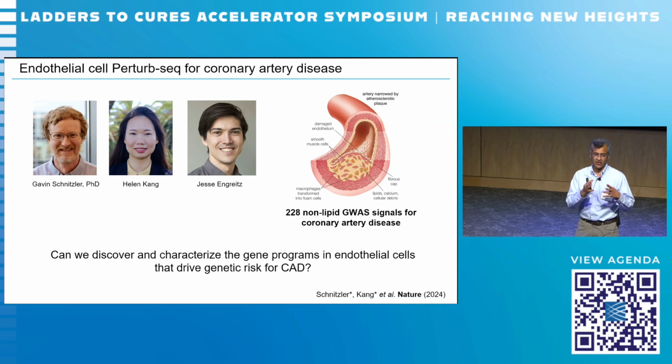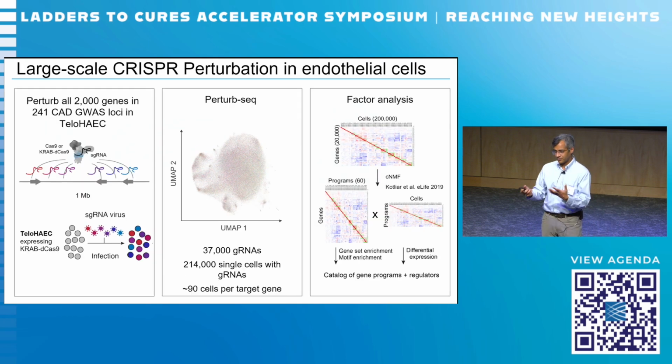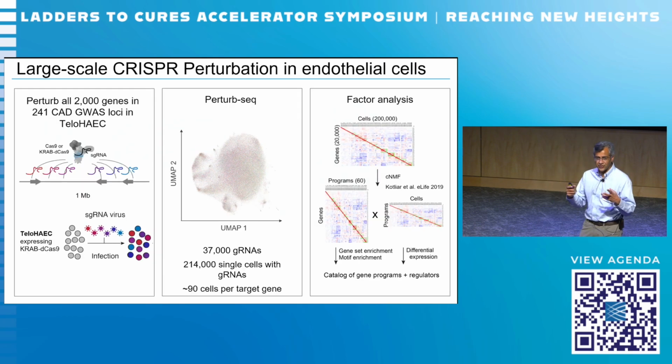We wondered if we could study all of the possible causal genes in endothelial cells at the same time. And so the project that we embarked on was perturbing every possible causal gene. So in a pooled format, use CRISPR-I to knock down expression of each one of the possible causal genes within a megabase of each of the GWAS variants, and then perform single-cell RNA sequencing to look for the transcriptional effects of each of these perturbations. So in the middle panel, you'll see that we were able to successfully sequence 215,000 single cells with 37,000 different guide RNAs and 90 cells per target gene.